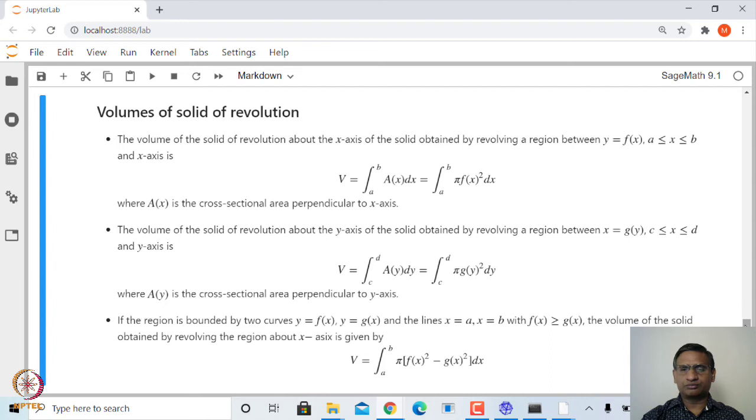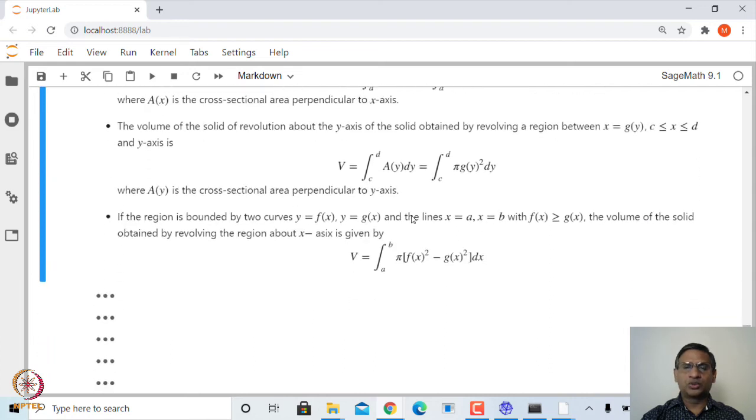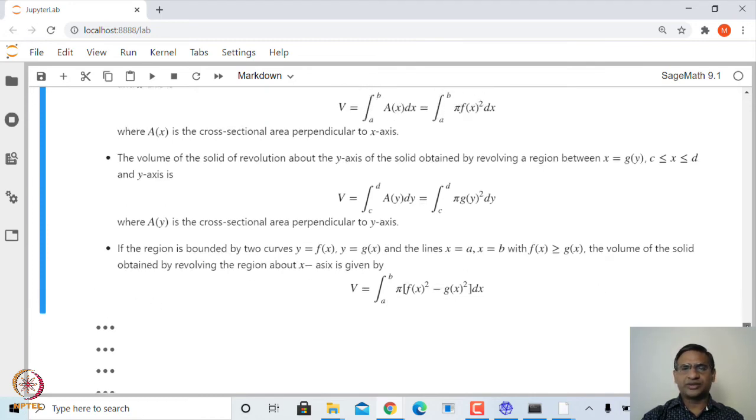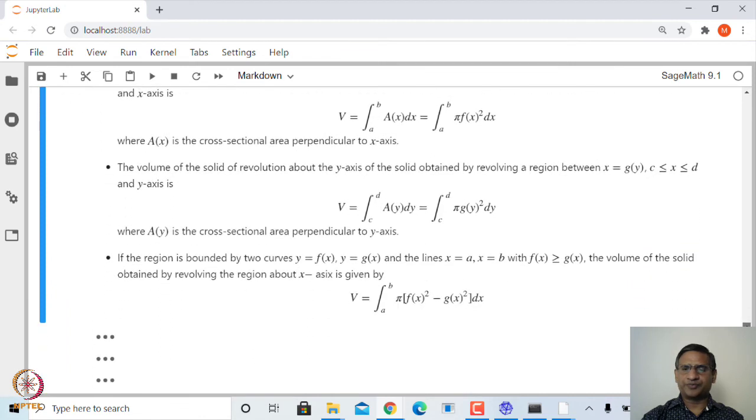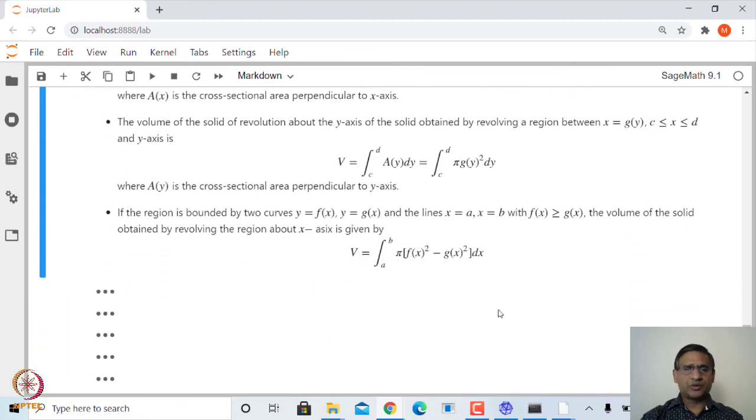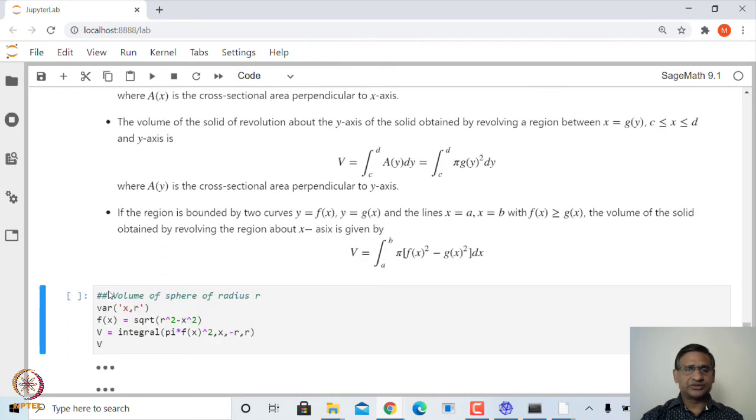Whereas if you have a region bounded by two curves, y equal to f of x and y equal to g of x, and let us assume that f x is greater than or equal to g x, in that case you can take the difference of the outer surface minus the inner surface and then find the volume, right. So, these are the formulas. I am sure all of you must have done these things in your regular classes. So, let us take some examples.